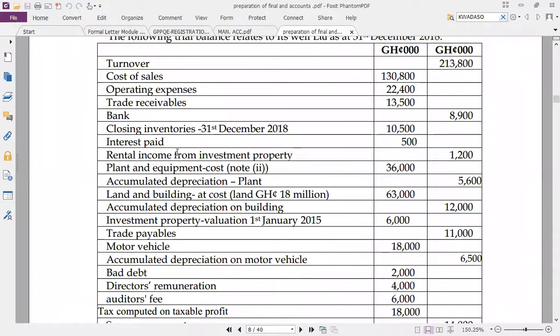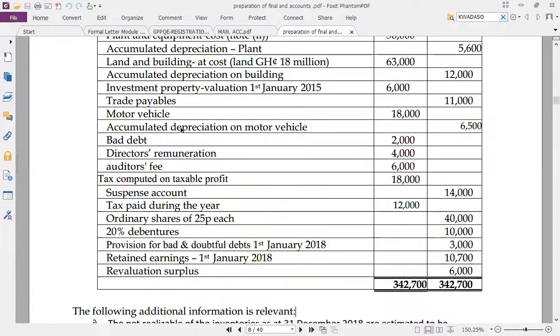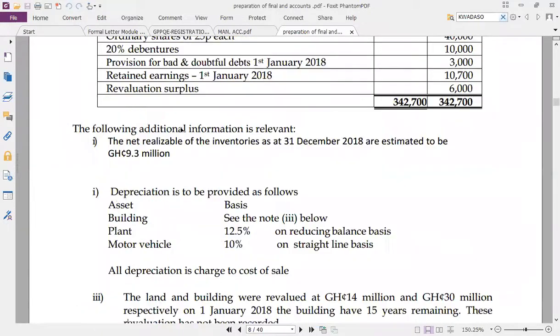So what's the cost of the inventory? The closing inventory as at 31st December 2018 is 10,500. If it is 10,500, then you compare, you select the lower. You realize that in this case, the NRV is lower than the cost. So therefore, we have to prepare now. Good.